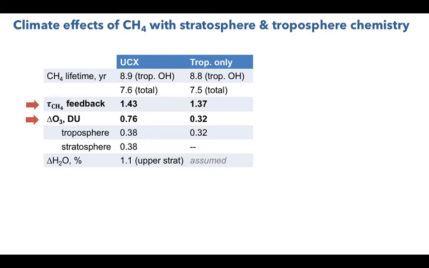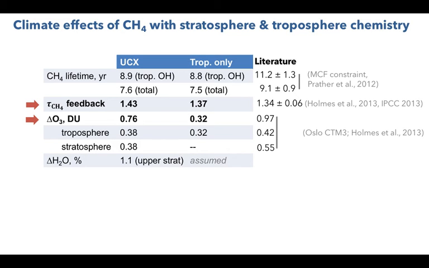When you increase methane 5% in the troposphere-only model, you get 0.3 Dobson units response. When you give the same amount of additional methane to the stratosphere and troposphere model, you get more ozone. Plus, the feedback factor goes up. When you convert this into, I had literature comparisons. Let's just say that the lifetime is still a bit too short.